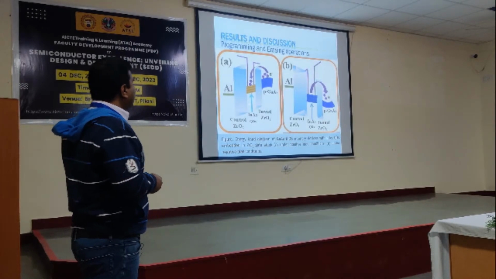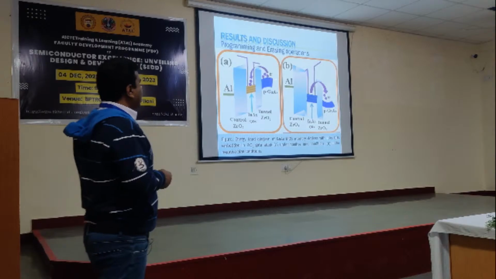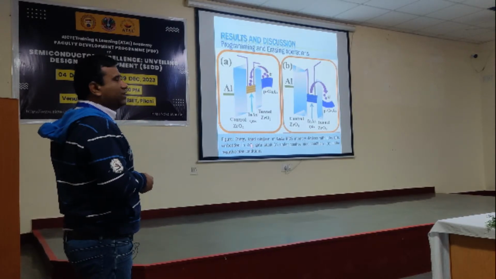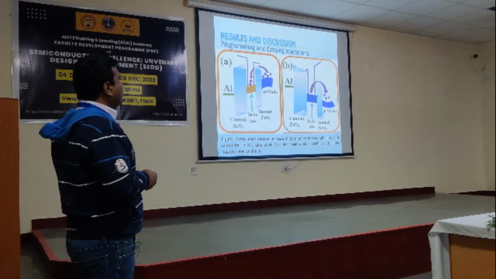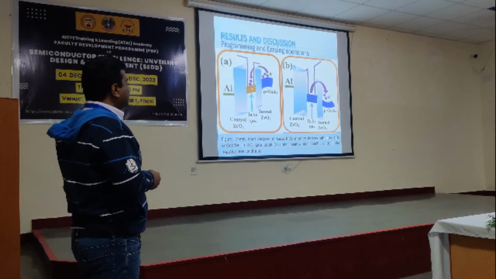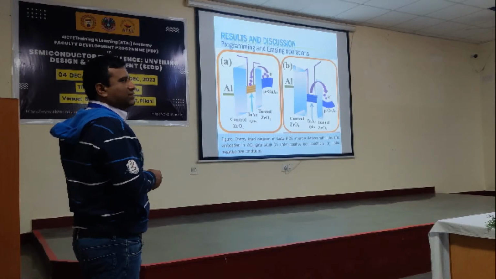Now you see the programming state. When I am applying the potential here, electrons will come into this ZrO2. By surmounting this barrier, electrons from this side will come into this side. That is responsible for storing the charges here for some time. That is the programming state.